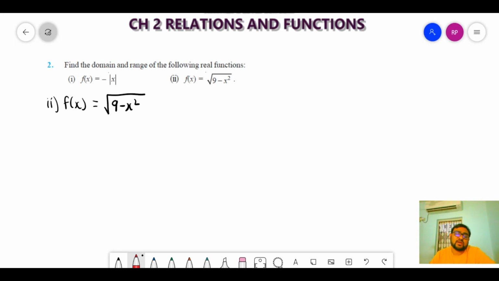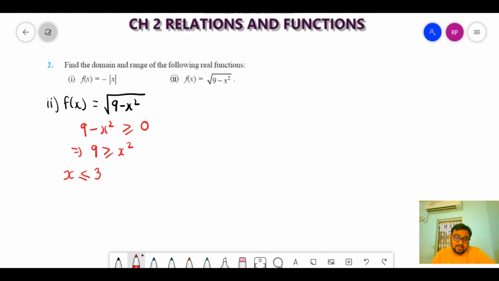Now we know that the square root of a negative number is not possible. That means 9 minus x squared must be greater than or equal to 0. So that means 9 must be greater than or equal to x squared. Now we know that 3 squared is equal to 9 and minus 3 squared is equal to 9. Any number greater than 3 will have a square value greater than 9. So that means the value of x must be less than or equal to 3, right?